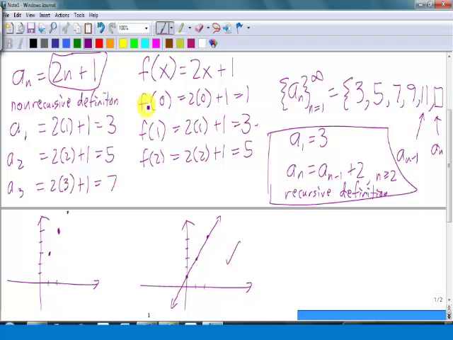Now, on the final exam, in most cases, not all cases, I'm going to say, give me a non-recursive definition for such and such sequence. Here's a sequence, here's some properties that it has. I need a non-recursive definition. So if I need the 1,000th term in the sequence, I can just plug in 1,000 for n, and I don't have to add some number 1,000 times in order to figure out what the 1,000th term is.